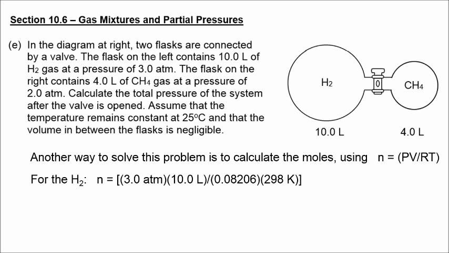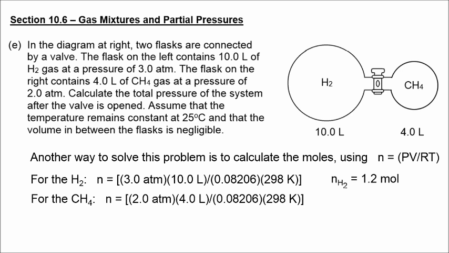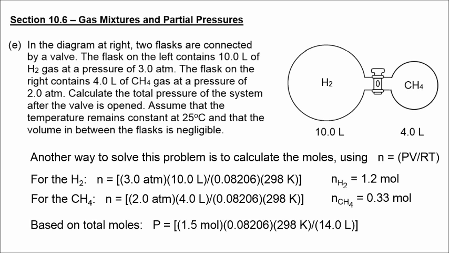the temperature in Kelvin. If we do this math for the hydrogen and for the methane, we get 1.2 moles of hydrogen, and we get 0.33 moles of methane. Now the total pressure would be based on the total number of moles, which would be 1.5 moles. And that would be nRT over V, where the final volume is the entire container, 14 liters. And if we do this math, we get a number that's pretty close to the value we calculated earlier. It was 2.7, this is 2.6.